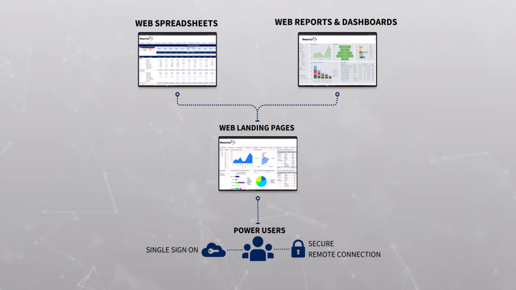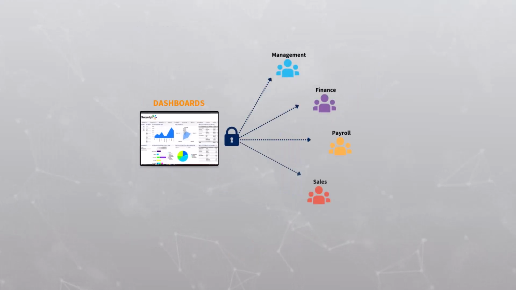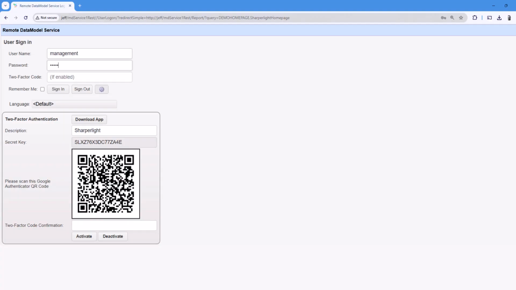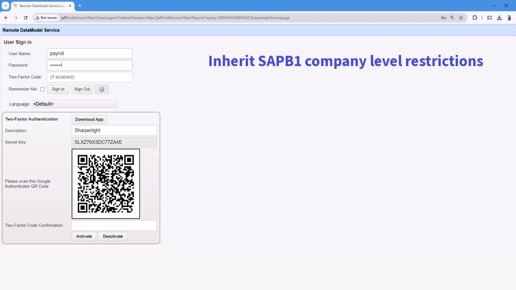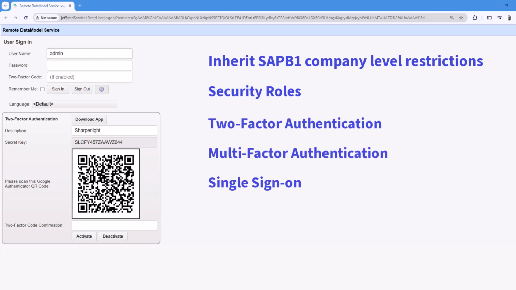Sharperlight empowers you to create dynamic web landing pages that showcase and organize your queries, Excel reports, and dashboards in a user-friendly, streamlined menu. This allows you to share spreadsheets, reports, and dashboards in the web to all users across your organization. With Sharperlight, security is key, ensuring data is not exposed to the wrong users. Sharperlight can map SAP users and inherit company-level restrictions, security roles for more granular row-level security, two-factor authentication, multi-factor authentication, single sign-on, Azure AD, and more.